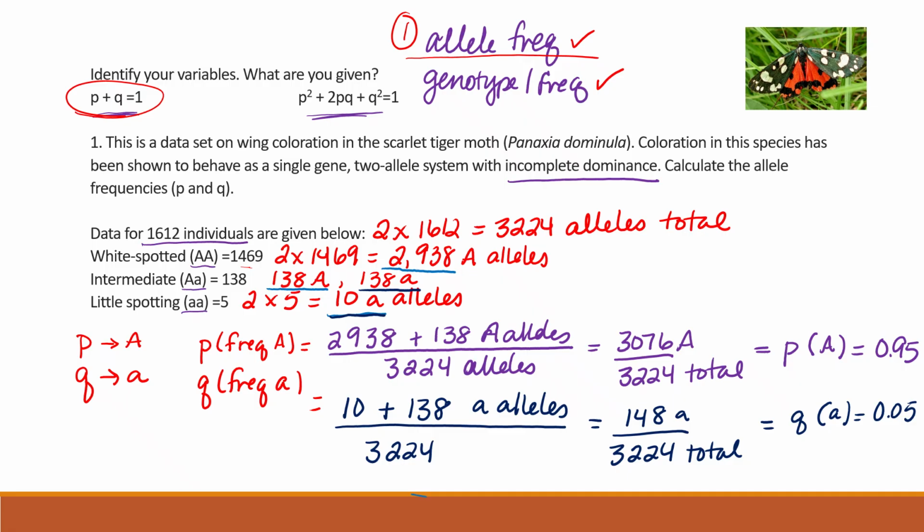So now we have answered the question, the allele frequency of P and Q. We could have also used the equation that P plus Q equals 1. And once we solved for P, which was equal to 0.95, we could then plug into this equation and get Q equals 0.05. For these problems, I'm generally going to say to round to 2 decimals.